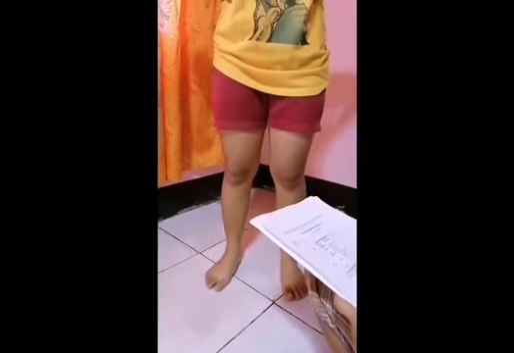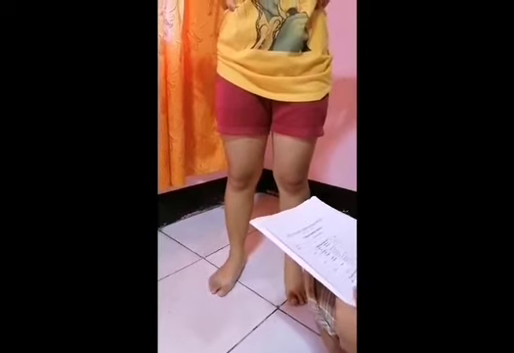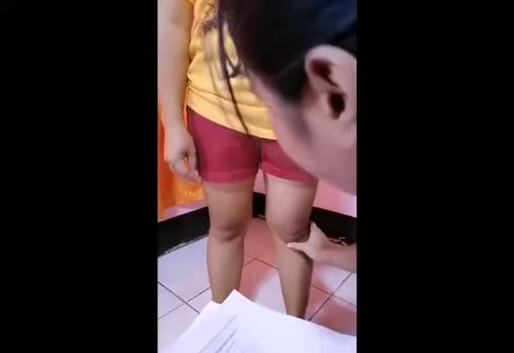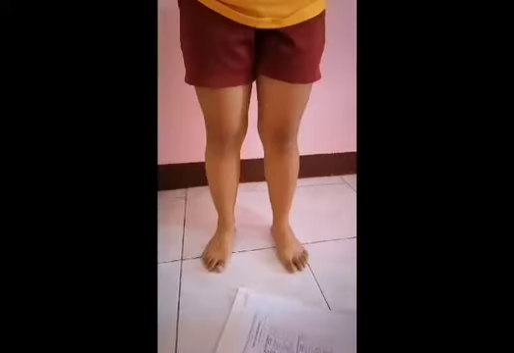Next are the knees. Possible movement observation are adducted or abducted. You have adducted knees. Next, possible movement observation on knees are externally rotated or internally rotated. As I observed, you have externally rotated knees.